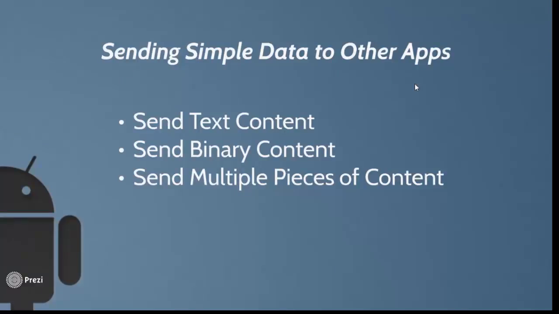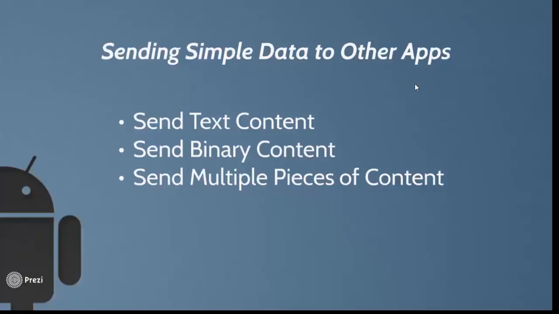There are three main ways to send simple data. First one is send text content. The most straightforward and common use of the ACTION_SEND action is sending text content from one activity to another. This is useful for sharing an article or website with friends via email or social networking.